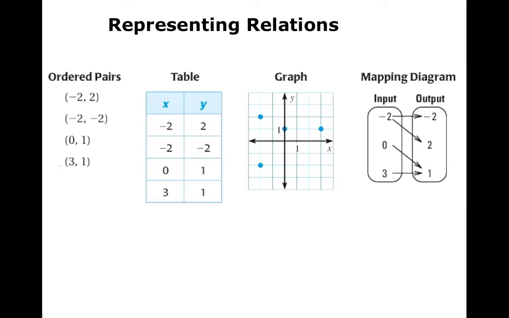So the input 3 produces an output of 1. It is important to know that the last one there is not a function because 2 inputs, 0 and 3, produce the same output, which is 1.